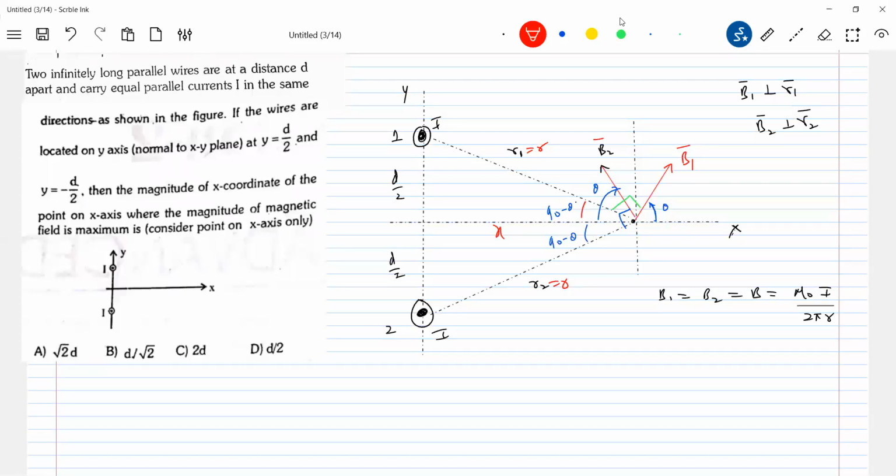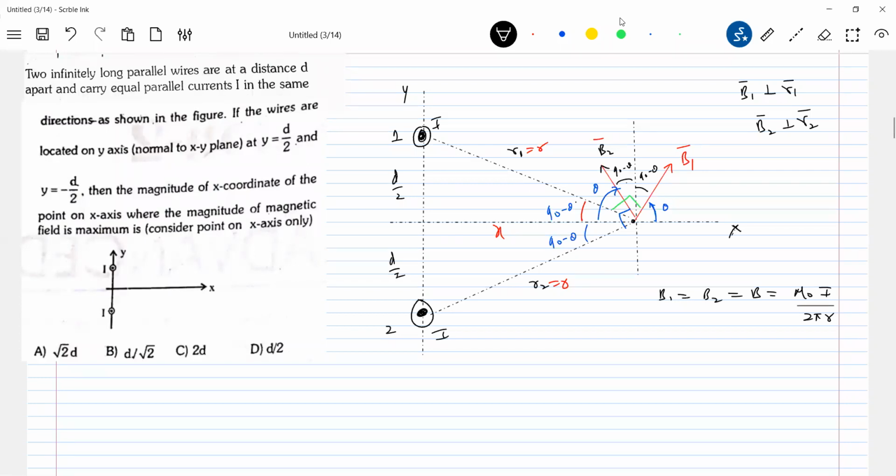In which components will get added up? Vertical components only. So these angles, how much should they be? 90 minus theta, 90 minus theta. Definitely the angles, you have to be careful. So vertical components will get added up.